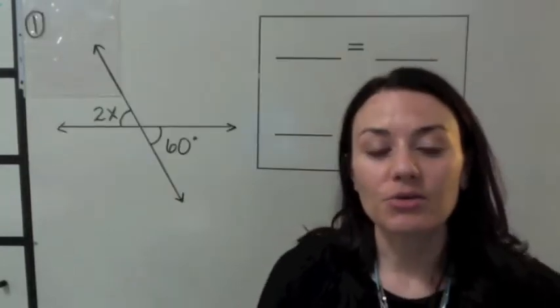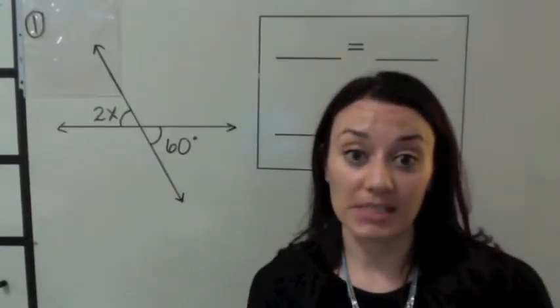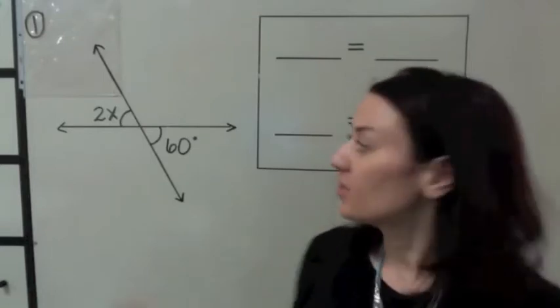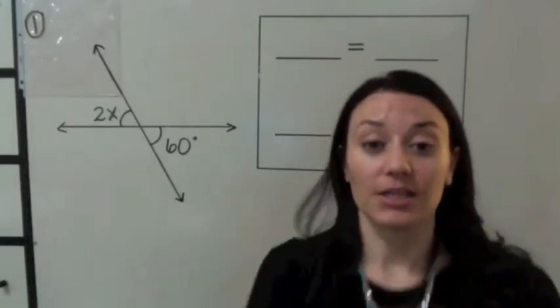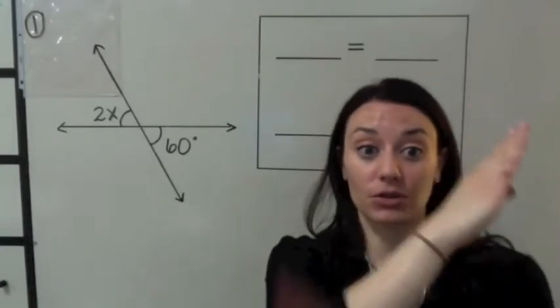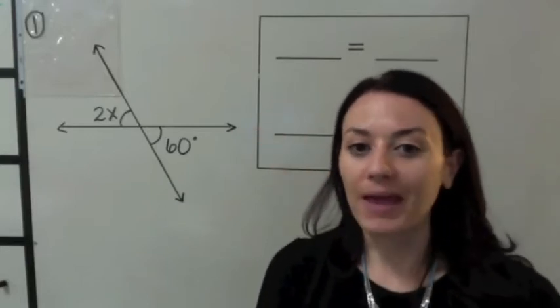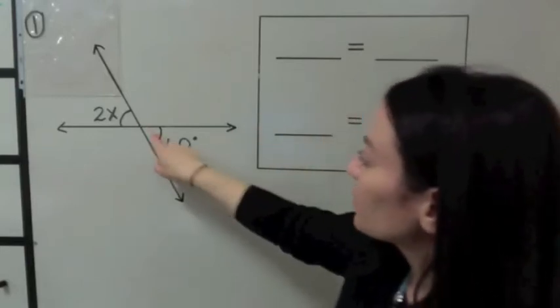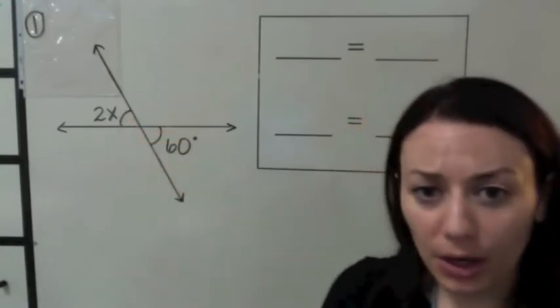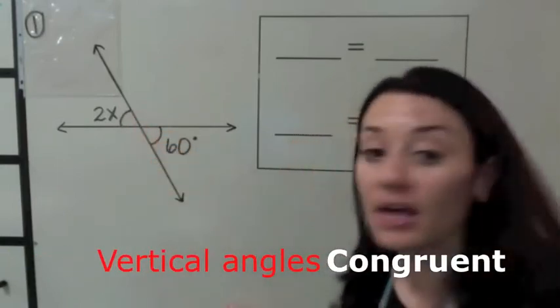So now let's use what we know to find the missing angle. Okay? So these are vertical angles. They're what? Vertical angles. Very good. Okay, so these are opposites. What do we know about vertical angles? Vertical angles are what?